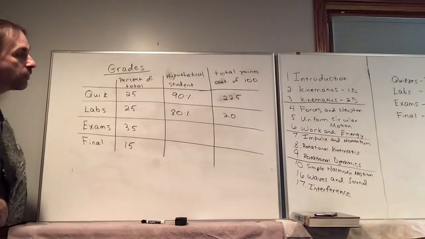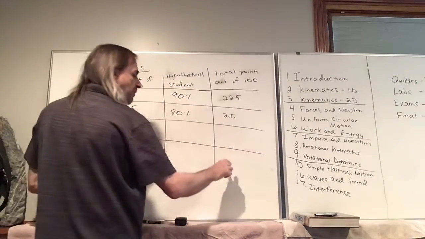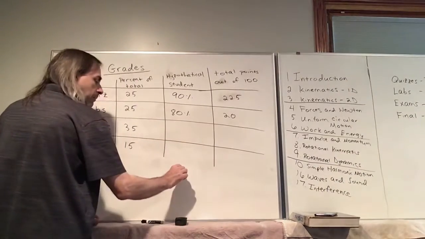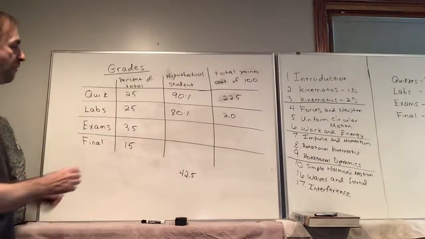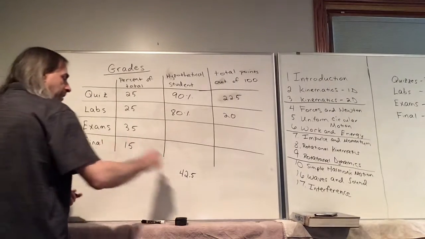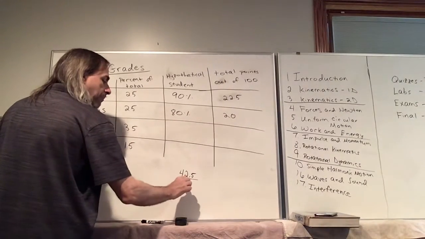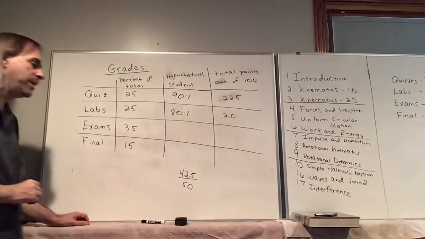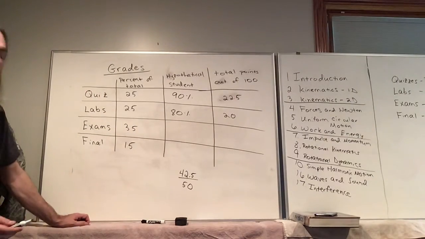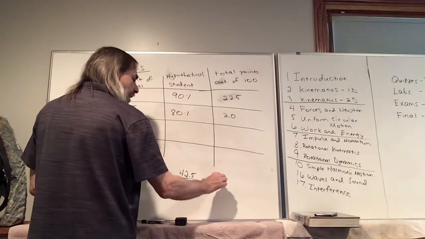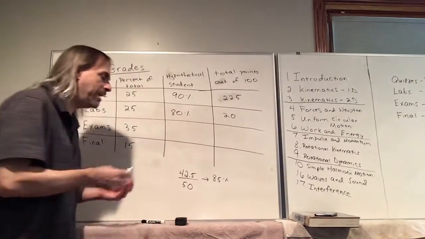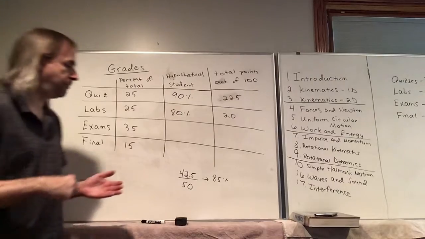So again, right now you have a total of 42.5 points out of 50, because we're not considering the exams or the final exam. So 42.5 out of 50, if we just multiply by 2 over 2, that would be an 85%. That would be your current score.